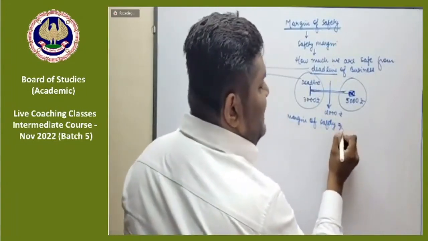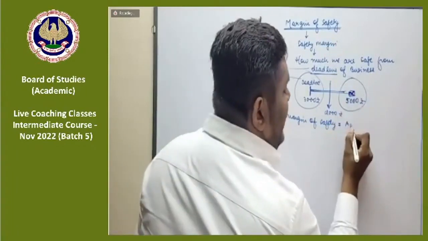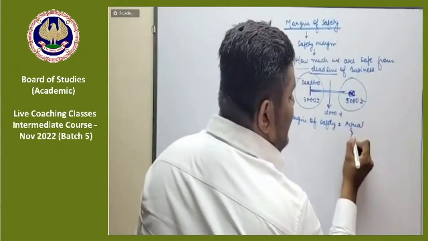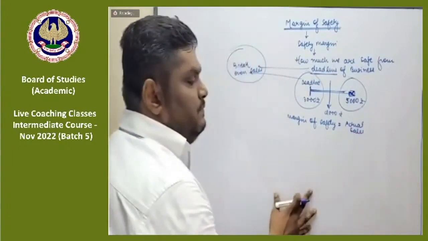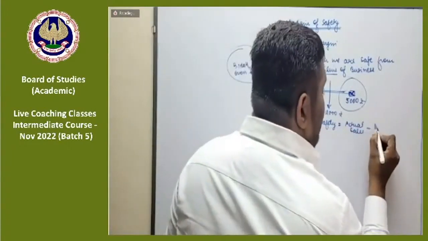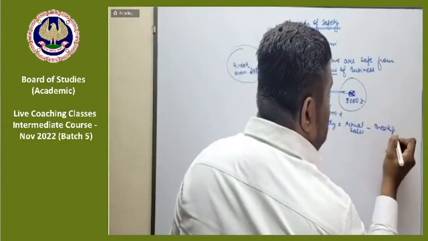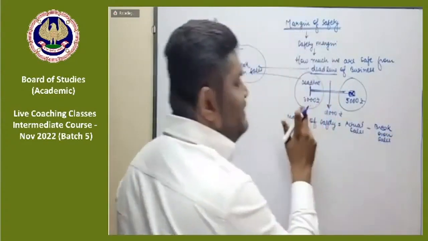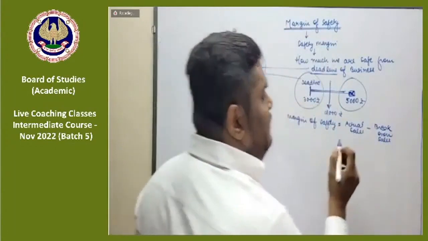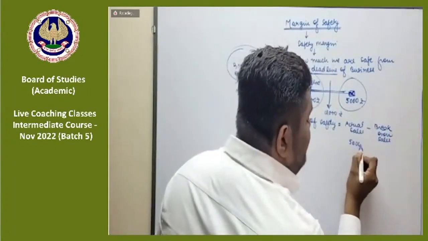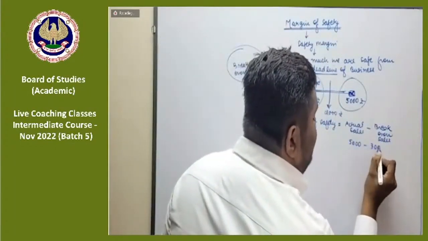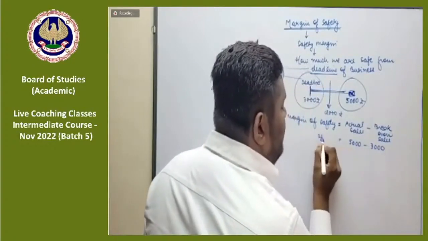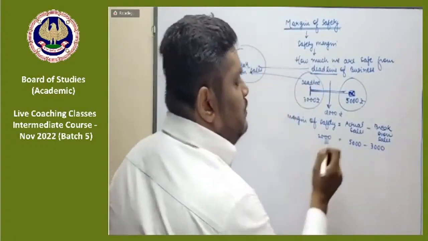When talking about margin of safety, the formula is very simple. Where I am is my actual sales, that is, I am at a sales of 5,000. What is my dead point? My break-even sales, that is 3,000. So how much safe am I? 2,000. So 5,000 is my actual sales, my break-even sales is 3,000, so the margin of safety will be 2,000 rupees.